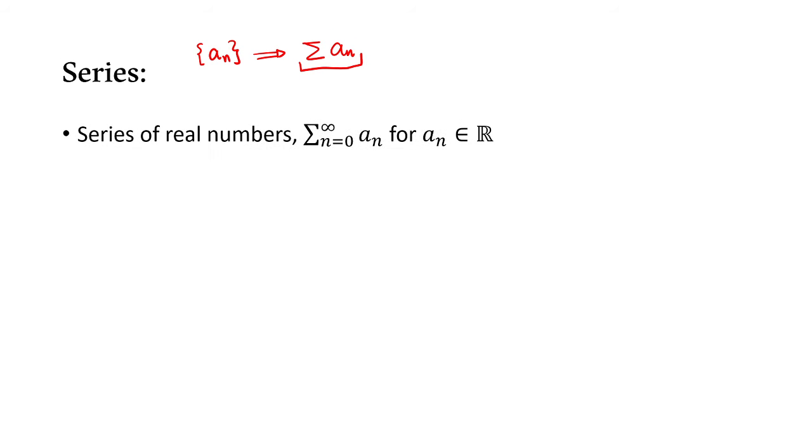So now what is a series? Given any sequence a_n, if I add all the elements of the sequence, let me denote this by the summation of a_n where n runs from 0 to infinity. This is said to be the series of that sequence a. So a series of real numbers will look like this: summation n running from 0 to infinity a_n, for a_n inside the real numbers, right?